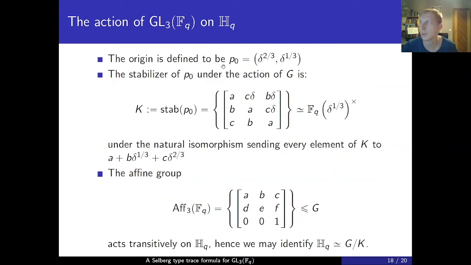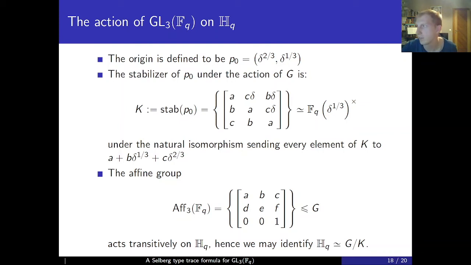Let us investigate this action a bit further. Define the origin to be this point P0, and then we can calculate the stabilizer of P0 under the action of G. We call this subgroup K, and this will be a rather nice subgroup of G, isomorphic to the multiplicative group of the field F_q(cube root of delta), much like in the two-dimensional case. This will be our finite analog of the rotation group SO(3).